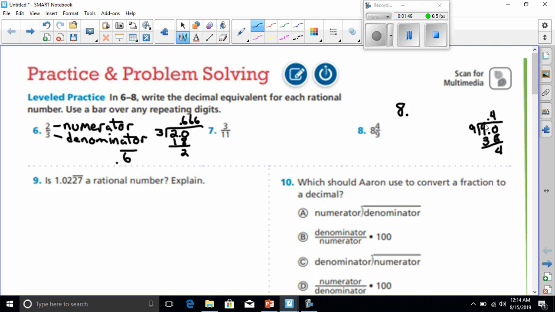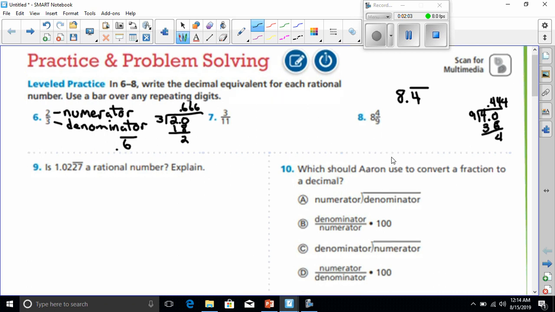And look at that. Once more, we got 0.4. And then we're going to have to take that again, 4 again, 4 again. That means we have 0.4 repeating. So we can put 8.4 repeating over the 4. Remember, we don't put it over the 8 because the 8's not repeating.